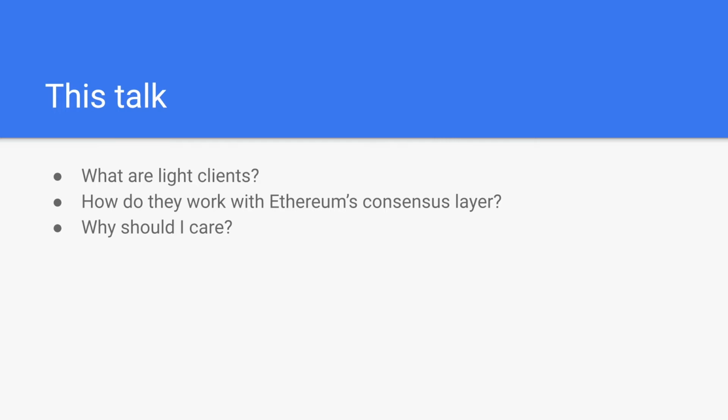So in this talk, hopefully we can answer these questions. What are light clients in the first place? How do they work with Ethereum's consensus layer? And why should you care?